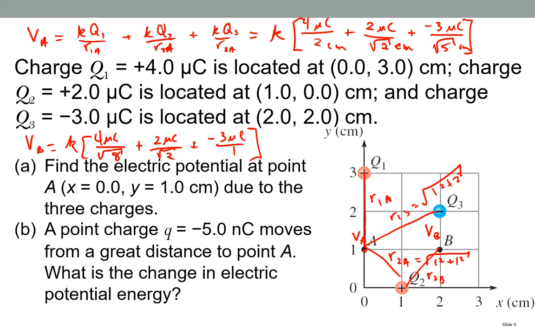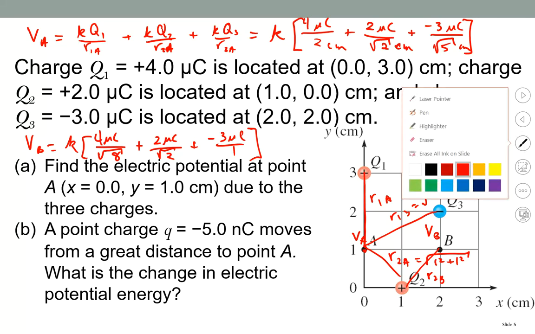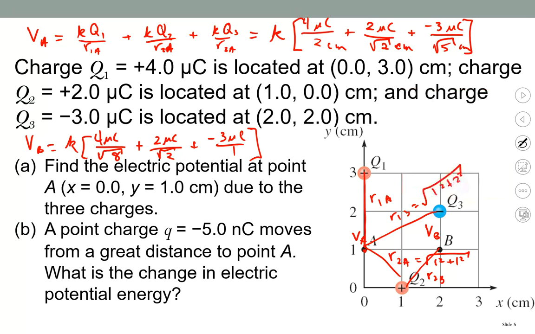And then it asks, what's the change in electric potential energy? How do we calculate the change in potential energy? Go ahead, say it. We do what we did in the last slide. It's the charge multiplied by the change in voltage. So the change in voltage is the final voltage, VA, minus the initial voltage of 0.